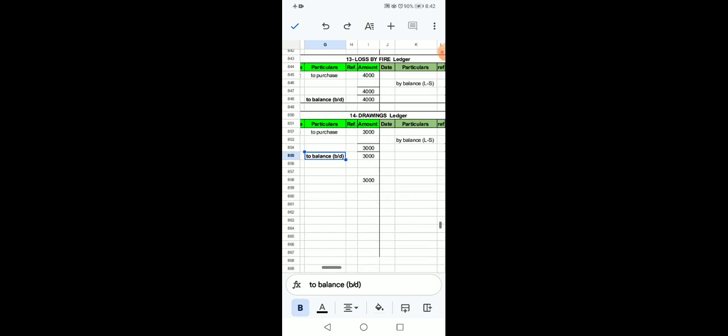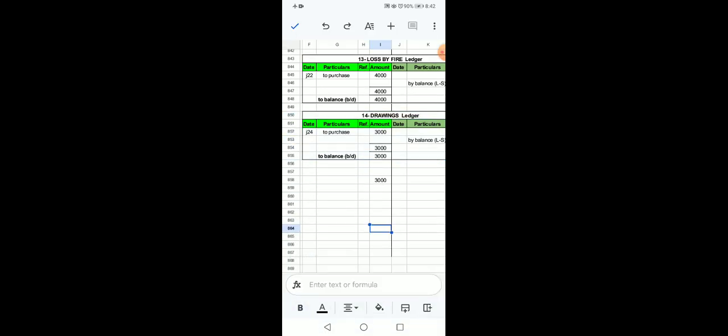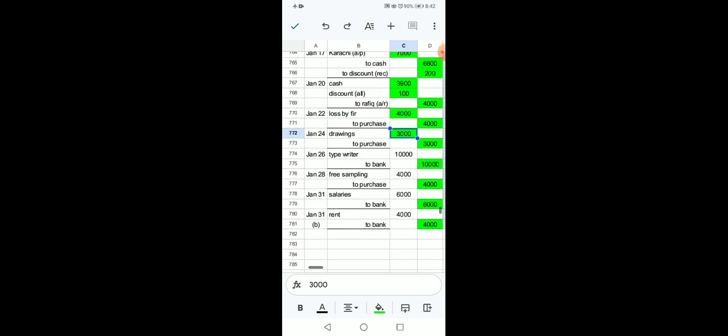Our requirement for making the ledger is completed, that means the drawings ledger is completed. So mark it as done by putting a closing line. These two balances were written just for reference, now they are not needed over here, so you are going to erase them. The drawings ledger is completed. Here we already had drawings marked.